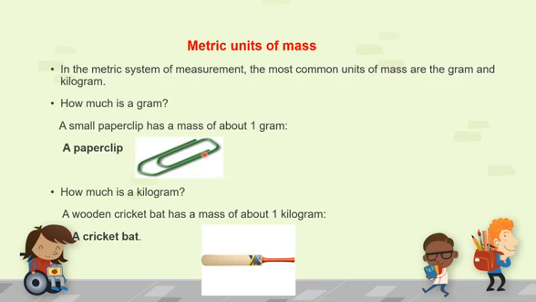And the idea behind showing you the two examples like the paper clip and cricket bat is to just give you the idea of the weight of a gram and a kilogram. What could be the weight of a gram and a kilogram? Now, comparing the two objects, you must have understood that there's a huge difference between the weight of a gram and a kilogram object, right?